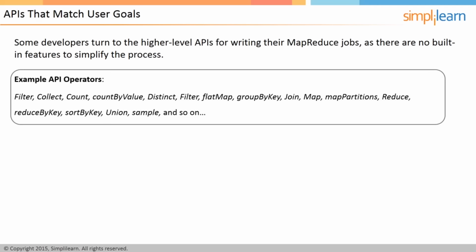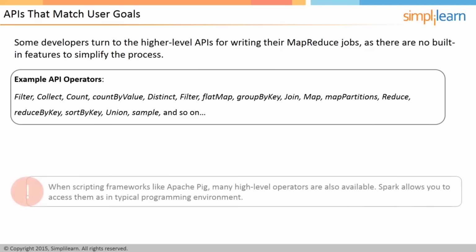Note that in scripting frameworks such as Apache Pig, many high-level operators are also available. Spark lets you access them in the full programming language context. As a result, you can use functions, classes, and control statements as in a typical environment of programming.